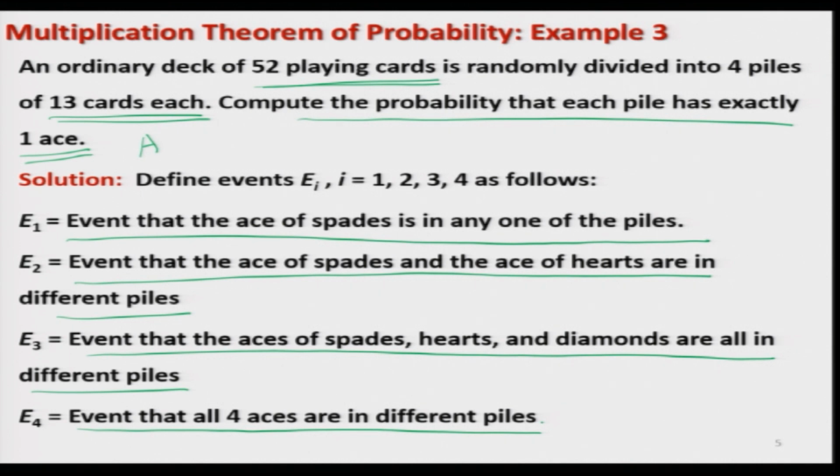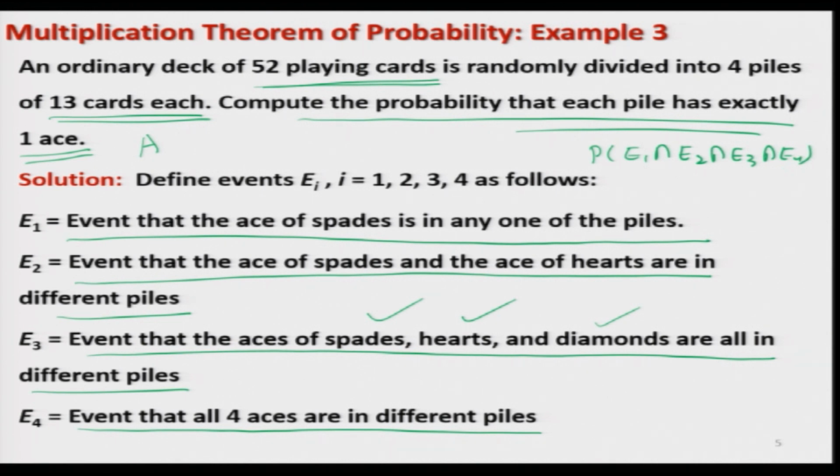You know that in the playing cards we have different types of symbols: spades, hearts, diamonds, etc. So, that is related. Now, based on this, we want to compute the probability that each pile has exactly one ace. So, that means we are interested in the probability of E1 intersection E2 intersection E3 intersection E4, right.